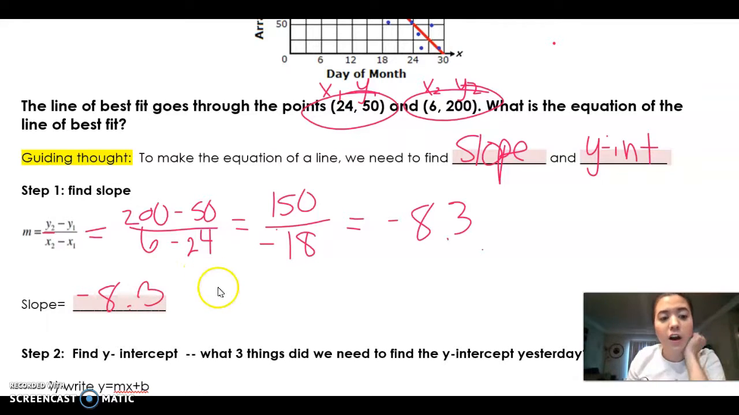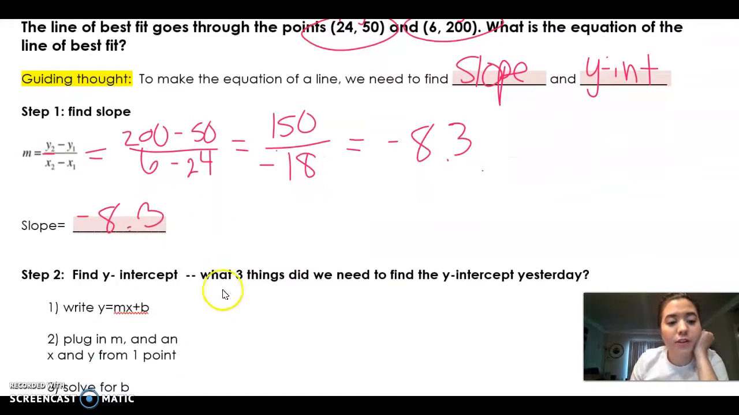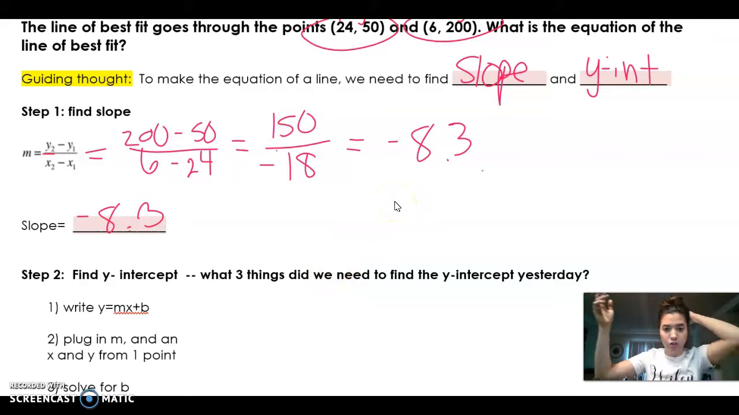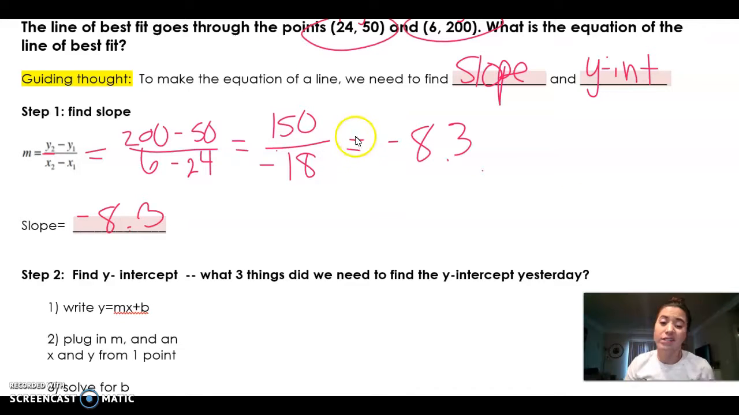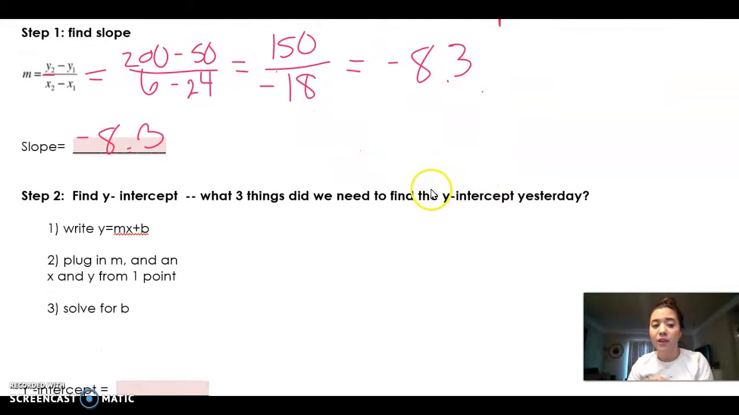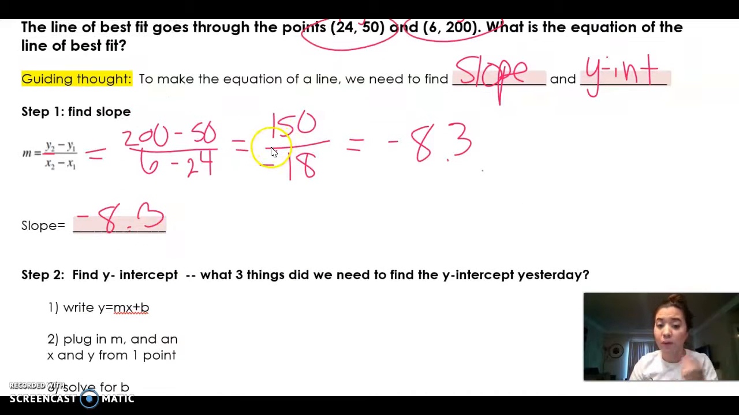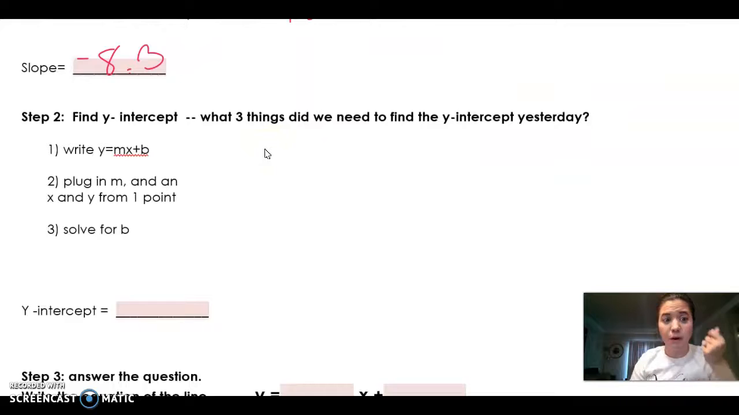Okay, moving on. We have to find the y-intercept. What 3 things did we need to find the y-intercept yesterday? Think about it. When we created the y-intercept, what 3 numbers did we plug into our equation? We plugged in our x, a y, and a slope. That's why we have to find slope first, because we have to use that slope value when we find our y-intercept. Remember, we plugged in y, m, and x in order to find b. So it's super important that we find slope first on these problems.